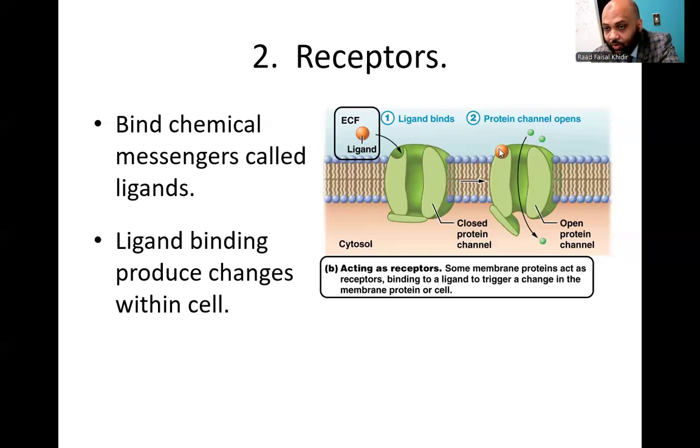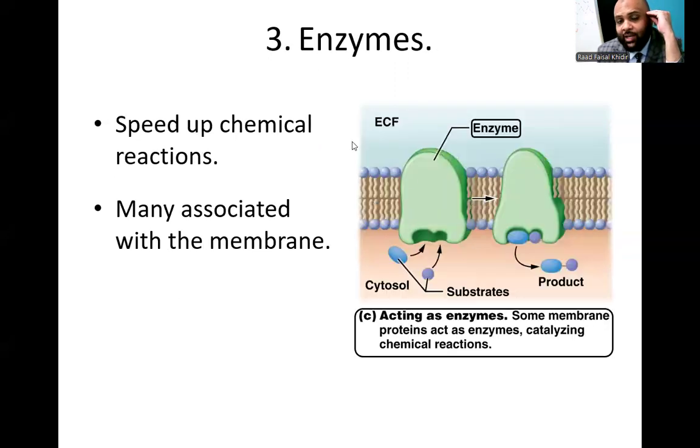You see, once the orange ligand acetylcholine binded here, it opened and all of the substance flew inside. So some membrane proteins act as receptors, binding to a ligand to trigger a change in the membrane protein or the cell. So the ligand binding produces changes within the cell. Okay, enzymes. Enzymes speed up the chemical reaction, so many are associated with the membranes. So some membrane proteins act as enzymes, catalyzing chemical reactions.